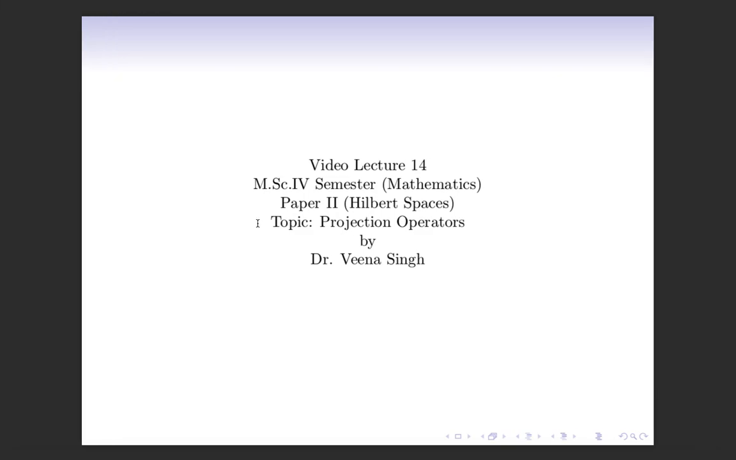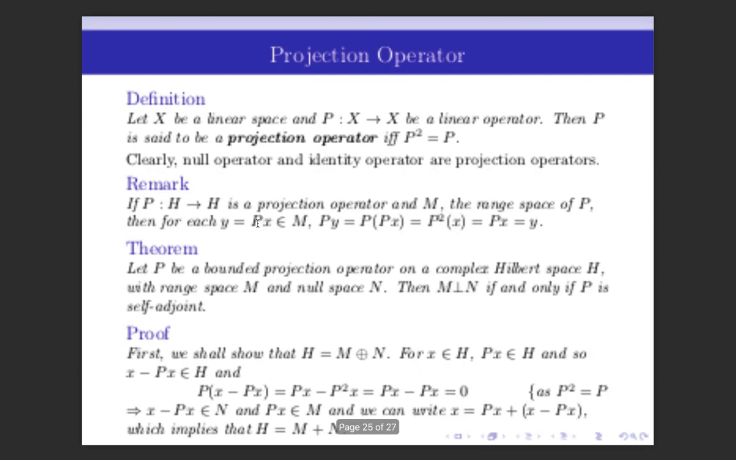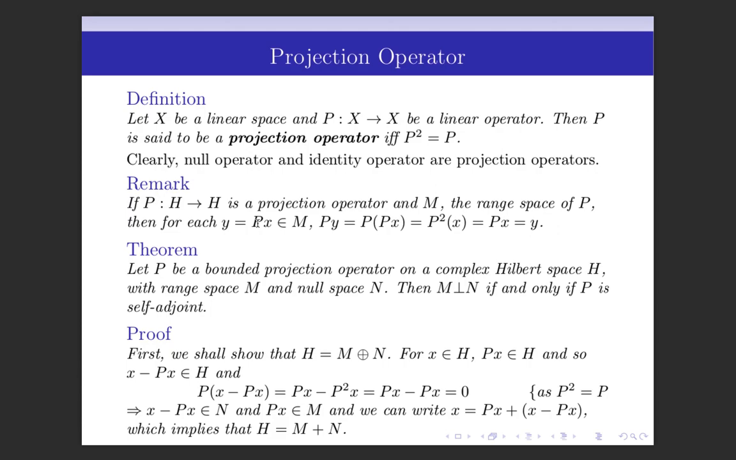Today we will discuss projection operators. What do you mean by a projection operator? Let us define. Let X be a linear space and P be a linear operator on X. Then P is said to be a projection operator if and only if P square is equal to P. That is, P is an idempotent.